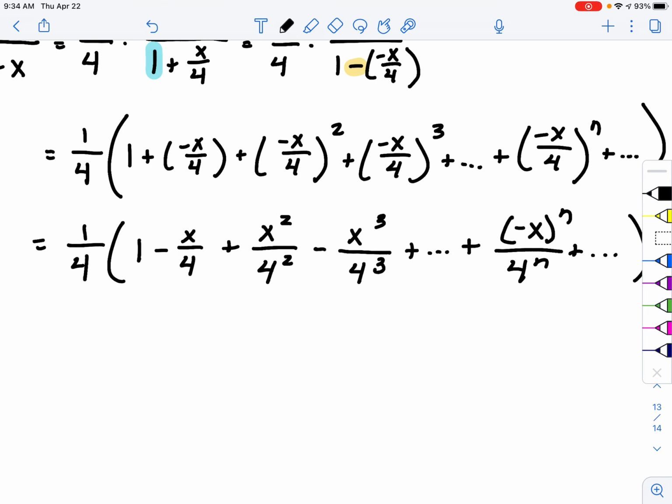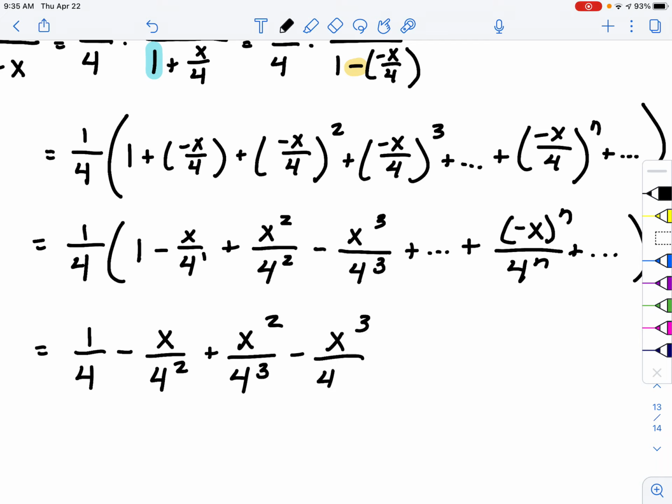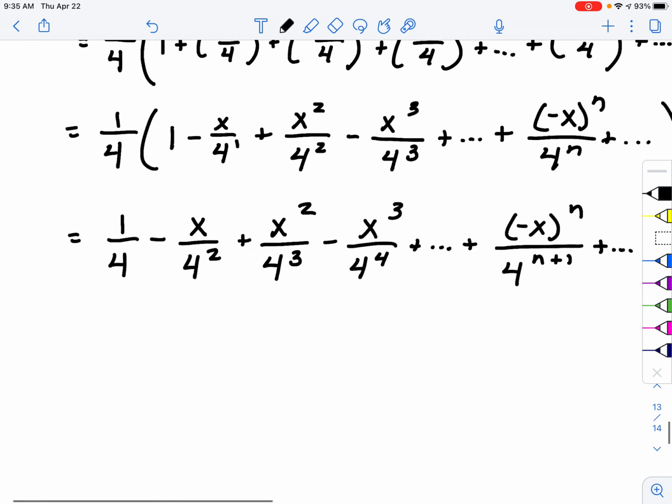So if I think about distributing through with my 1/4, right, I get 1/4 minus, and that's 4 to the first there, right? So if I multiply by 1/4, I'm just putting an additional 4 into the denominator. So now this becomes x over 4 squared plus x squared over 4 cubed, right, minus x cubed over 4 to the 4th, right? So if I take that out to my general term, the numerator is not changing, but now my 4 is going to have a power of n plus 1, right?